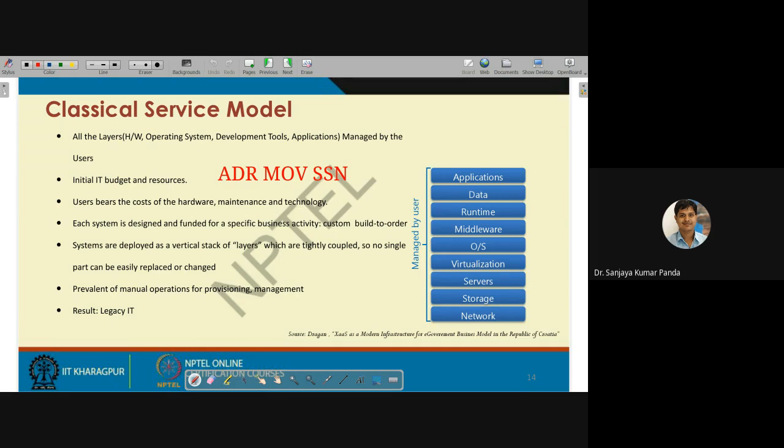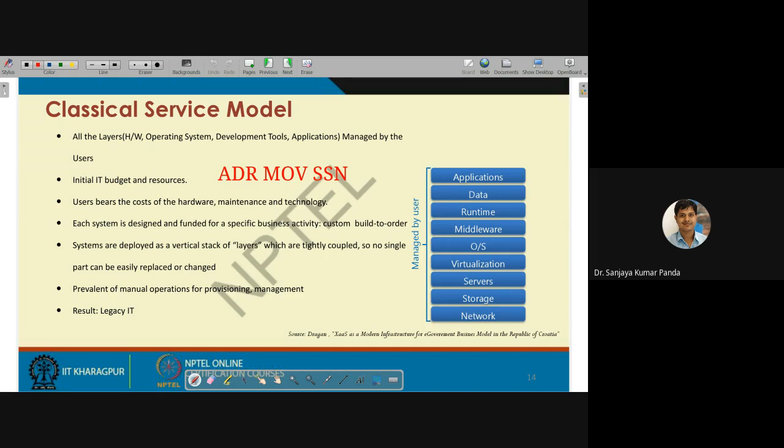Similarly, there is a prevalence of manual operations for provisioning and management. In order to provide resources and to manage the resources, you require human intervention. That means manual operations are there. Autonomic service management you cannot achieve with the help of the classical service model. More or less, it is legacy IT, that is outdated IT. That's why the classical service model is not suitable.